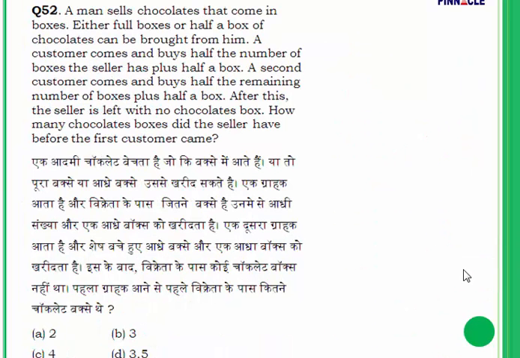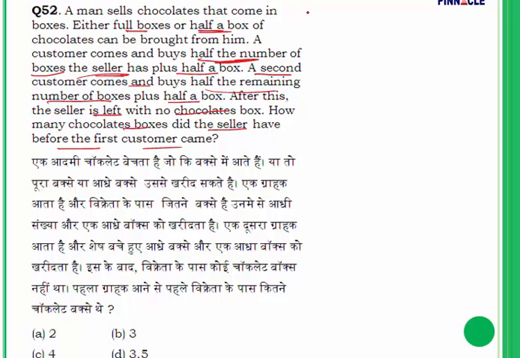Next question, question number 52. A man sells chocolate that comes in boxes. Either full boxes or half a box of chocolate can be bought from him. A customer comes and buys half the number of boxes the seller has plus half a box. A second customer comes and buys half the remaining number of boxes plus half a box. After this, the seller is left with no chocolate box. How many chocolate boxes did the seller have before the first customer came? It means we have to find the number of chocolate boxes the seller had initially.